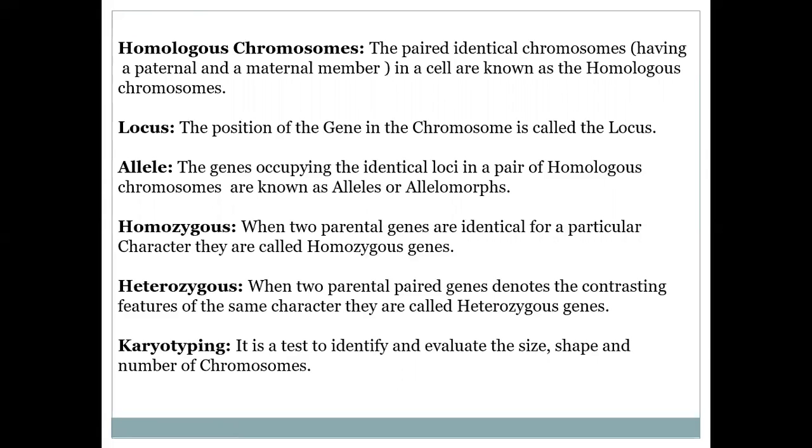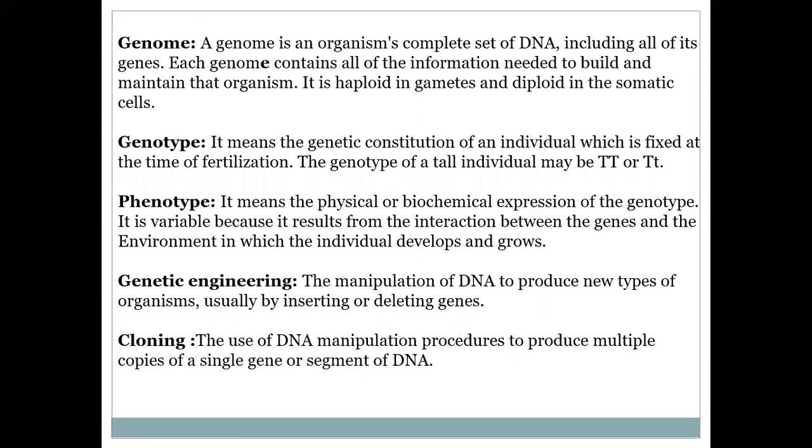Karyotyping is the test to identify and evaluate the size, shape, and number of chromosomes. Genome: the complete set of gene DNA is known as genome. It contains all of the information needed to build and maintain that organism. It is haploid in gametes and diploid in somatic cells. That means the body cells all remain diploid, and only germ cells remain haploid.